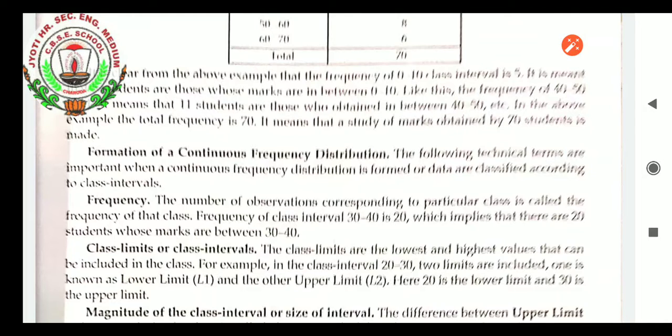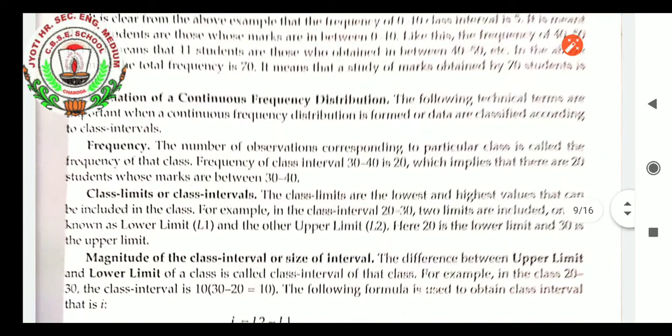The following technical terms are important when a continuous frequency distribution is formed or data classified according to class intervals. Frequency: the number of observations corresponding to a particular class is called the frequency of that class. The frequency of class interval 30 to 40 is 20, which implies that there are 20 students whose marks are between 30 to 40. Class limit or class interval: the class limits are the lowest and highest values that can be included in the class.